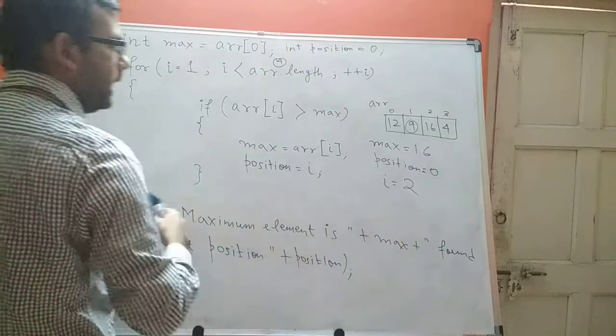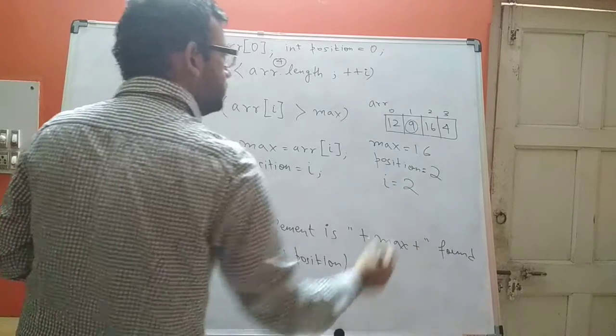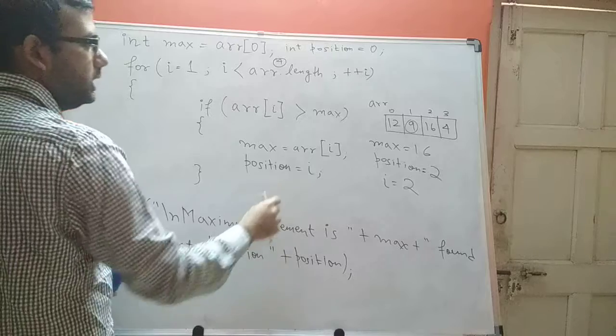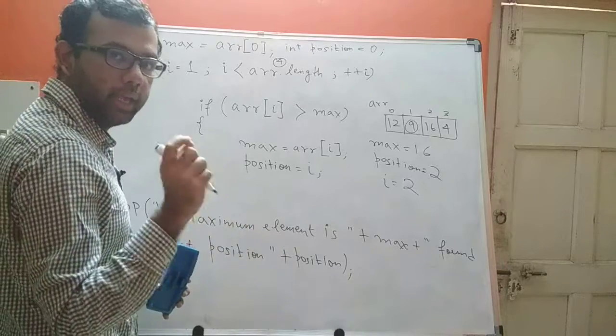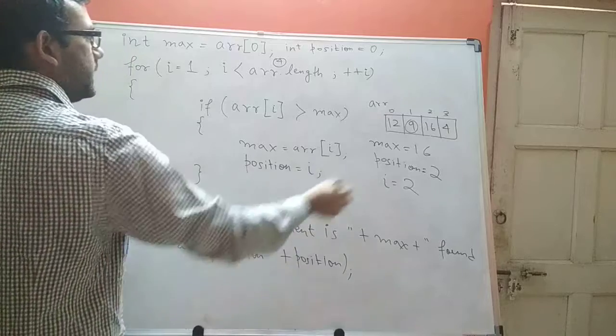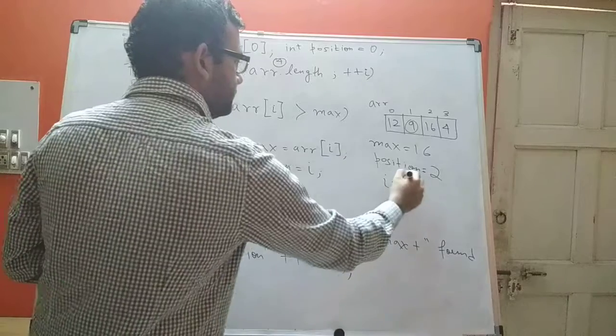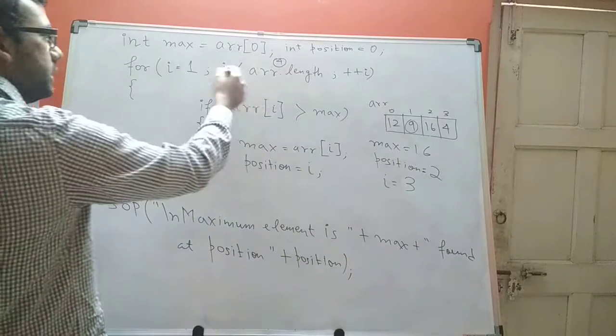And position will be I. What is the value of I? The value of I is 2. So position becomes 2. That means position will give me the position of the maximum element inside my array. Okay. Now next again you go back up. I becomes 3. Then you check, the condition is satisfied.